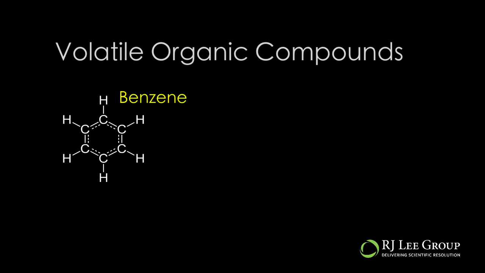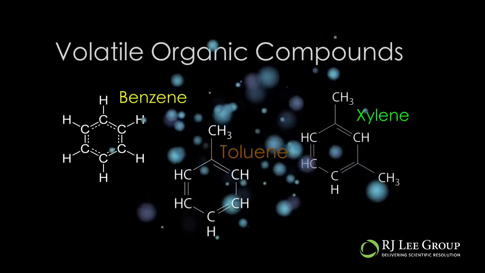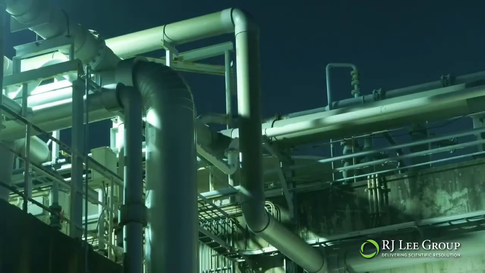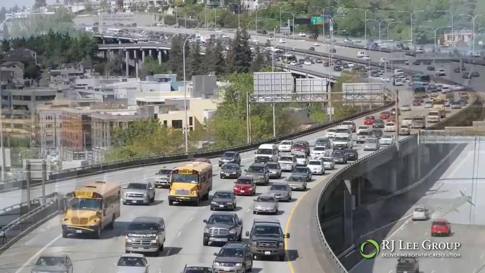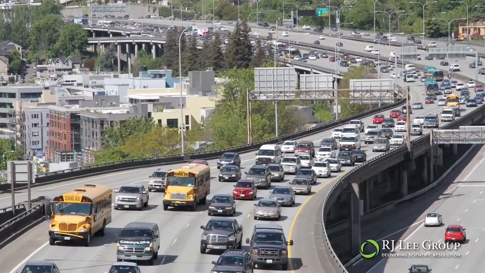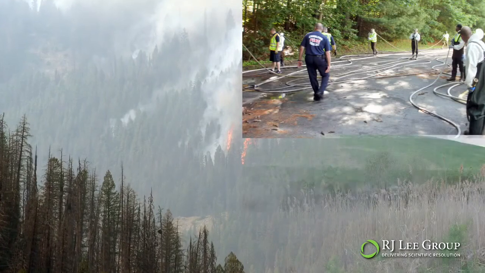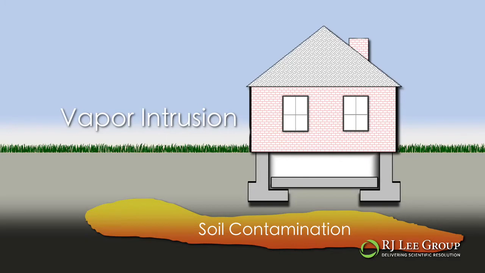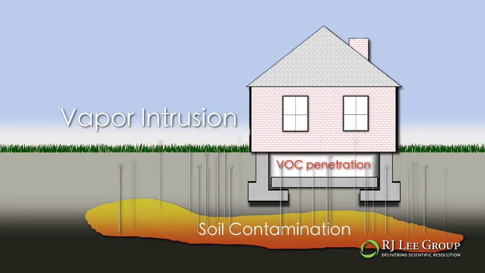Volatile organic compounds, or VOCs, are a class of carbon-based chemicals that evaporate or become volatile under normal indoor atmospheric conditions. VOCs are emitted from manufacturing processes, aerospace fuels, coatings and cleaning solvents, and vehicle exhaust. VOCs are also released from forest fires and contaminated sources such as chemical and fuel spills, landfills, and underground storage tanks. And through the process of vapor intrusion, VOCs can migrate from soil or groundwater contamination into buildings, which can lead to adverse health effects from inhalation.